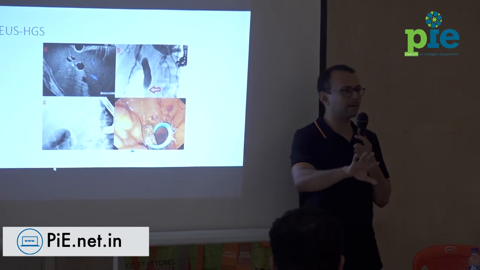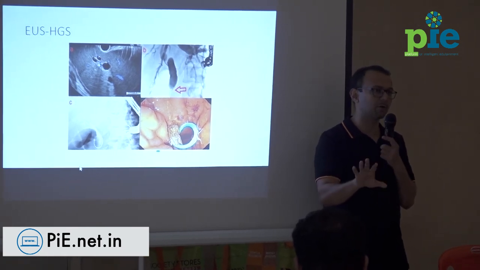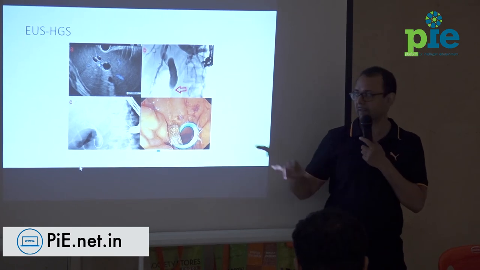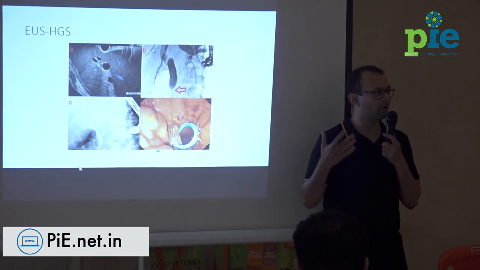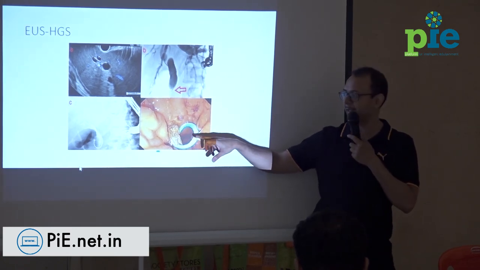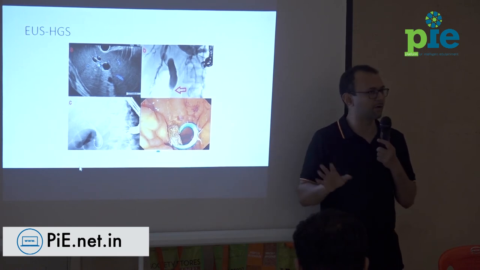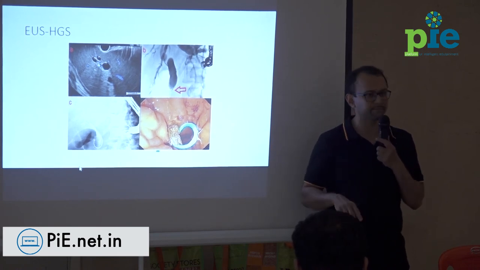So if in your stomach you've got pyloric obstruction, you've got duodenal obstruction, it doesn't matter. You don't need PTBD. This is internal drainage. So it's more physiological. It drains from the liver into the stomach in the matter of 1 hour. Patient can go home. There's no surgical intervention done again.